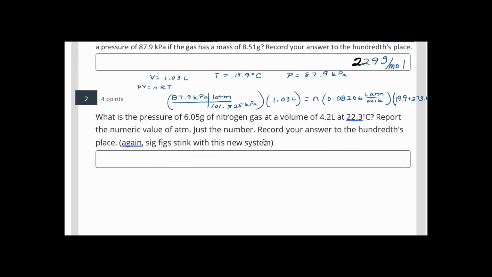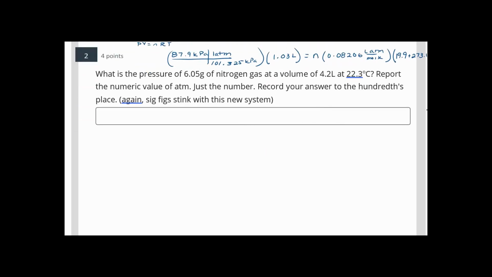Number 2, what is the pressure of 6.05 grams of nitrogen gas at a volume of 4.2 liters, and the temperature is 22.3 degrees Celsius. Well, we're going to be using the ideal gas law for this as well. We need to convert this temperature into Kelvin by adding 273.15. And let's see, we would get 295.45, capital K for Kelvin. We are looking for the pressure.